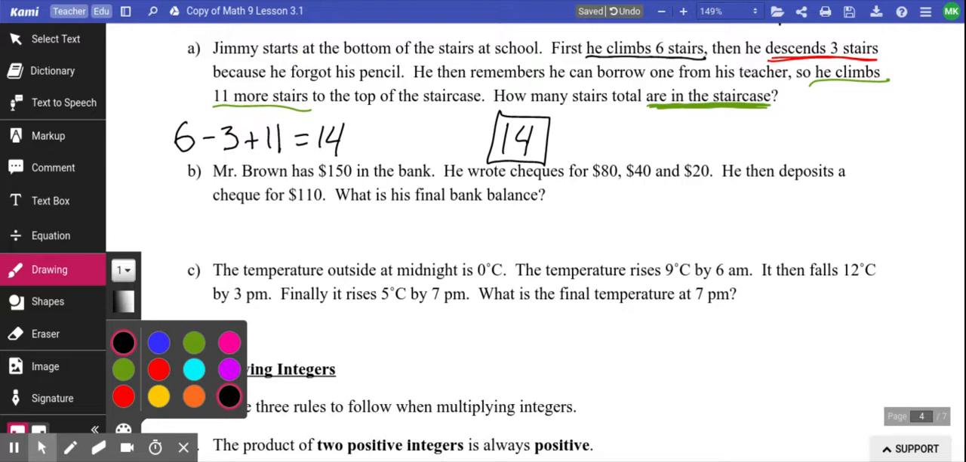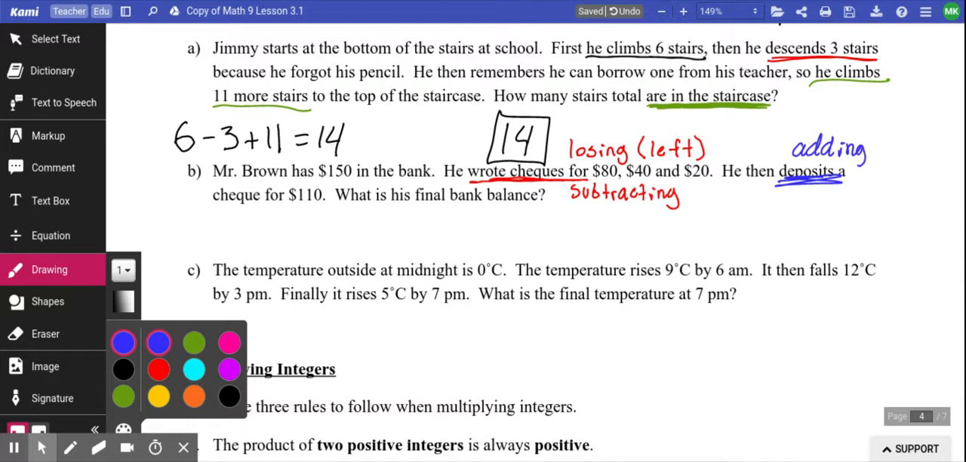So if he's writing checks, that's like losing money, which is like going to the left on a number line, or subtracting. Depending on how you want to look at questions. When he deposits money, that's like adding money to your bank account, which is like going to the right on a number line. Depending on how you want to tackle a question like that.